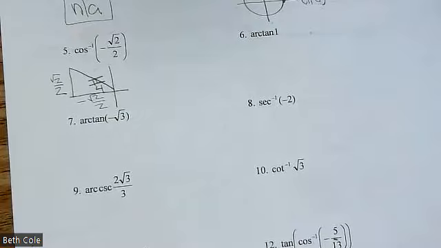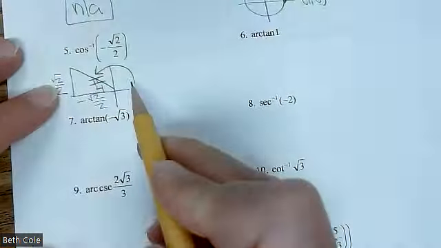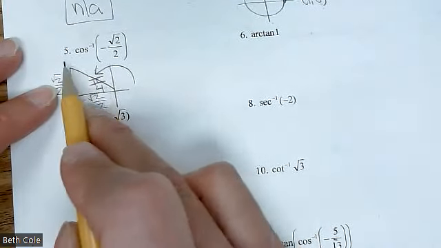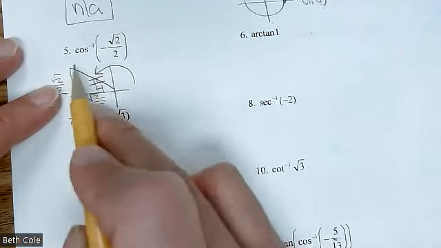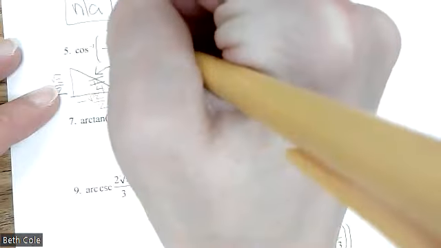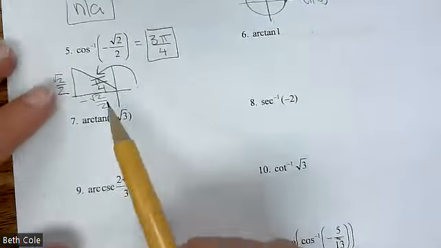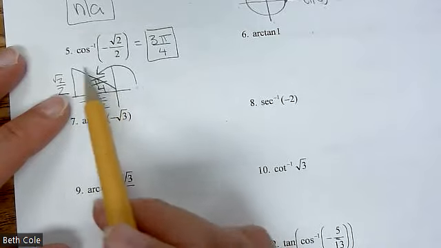So the answer's not pi over 4. The answer is how much you rotated to get there. How far did we rotate to get here in quadrant 2? No, we went forward, so it's positive. 3 pi over 4. Good. So your answer is the amount of rotation. So you go 1/4, and you get half, and you get 3/4.